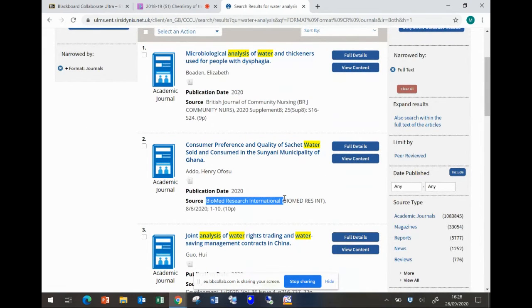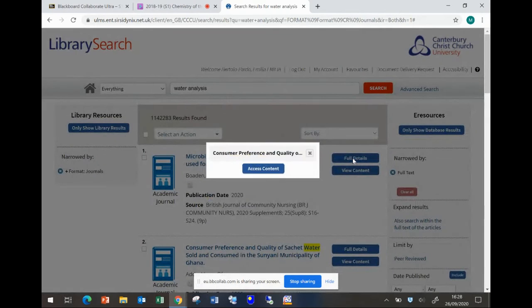Biomed Research International does not sound like the type of journal that would have a paper on water analysis in an environmental context. But it talks about quality, drinking water, so I might have a little look. I can click on the full details or review content and just see what it says.